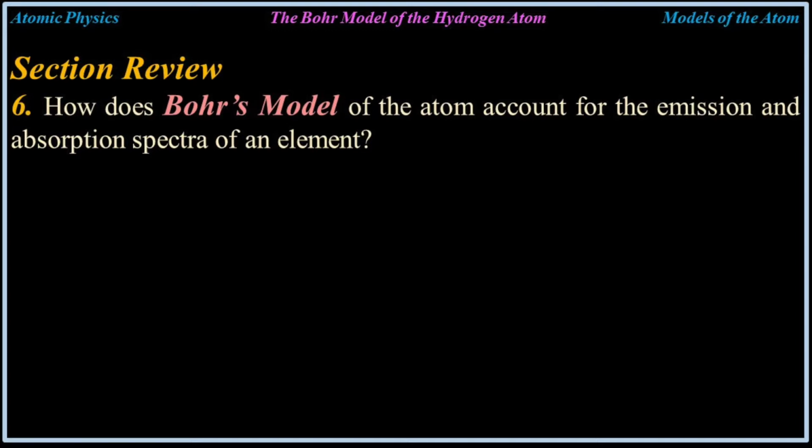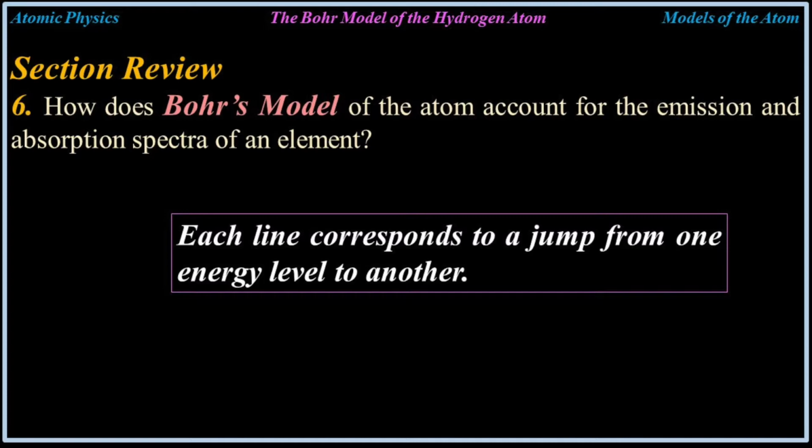How does Bohr's model of the atom account for the emission and absorption spectra of an element? Each line corresponds to a jump from one energy level to another.